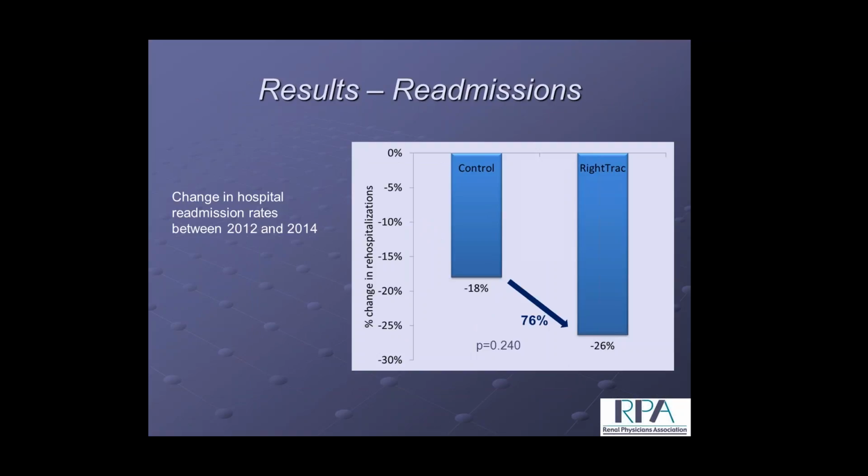Okay, so you can see the control group went from a -8 or 18% decrease. The right track had a 5% decrease, but this was not statistically significant, and we think that was probably because of the small numbers in the control groups.